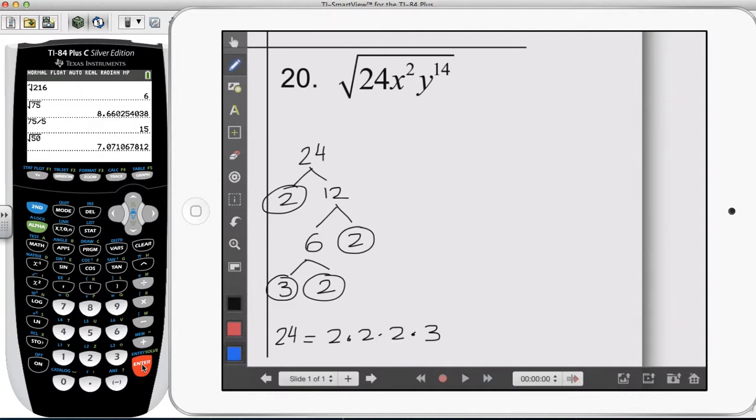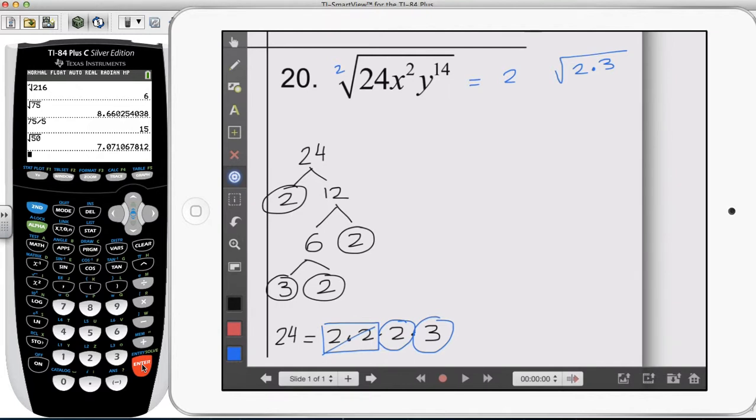Now, since this is a square root, the index is 2. So anything in groups of 2 will leave the radical. As you can see, I have a pair of the 2. So only one 2 will leave the radical. Now this 2 is not part of any group, so it's going to stay inside the radical. This 3 is not part of any group, so it's going to stay also inside the radical. Remember, we multiply them. So basically the lonely 2 and the lonely 3. 2 times 3 is a 6. We're going to put them now in a minute inside the radical.